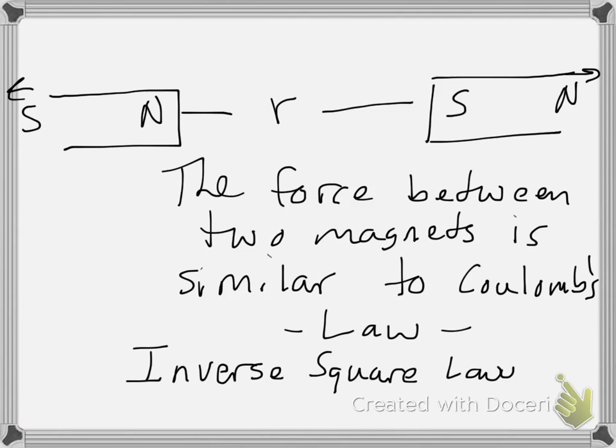Inverse squares. So what that means is that the force is proportional to 1 over the square of the distance between them. And that's just the same thing that we saw in Coulomb's law. The actual form of the force law is a bit more complex, so we will leave that alone for now. But just understand that this does have the same form mathematically that Coulomb's law also has.